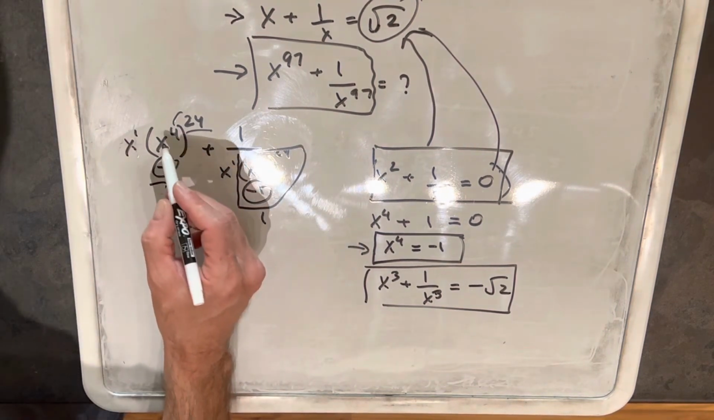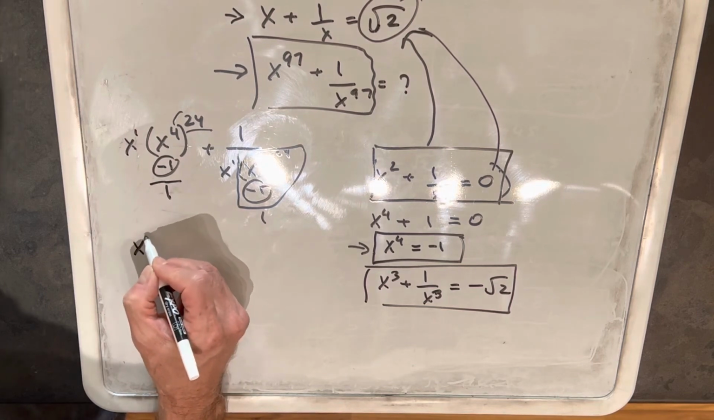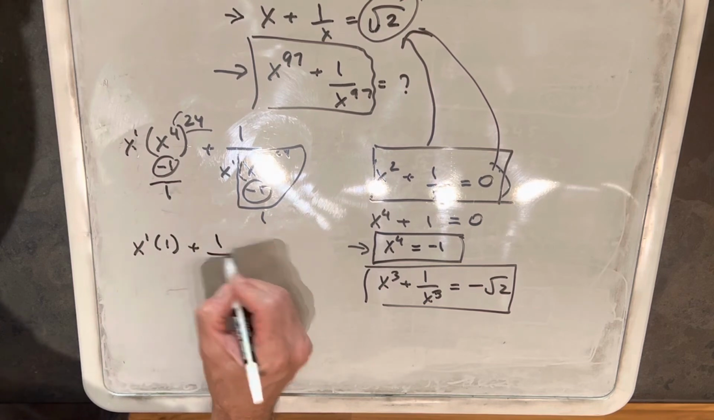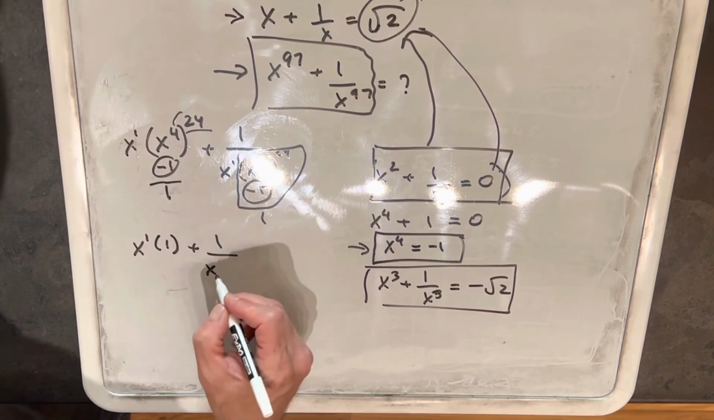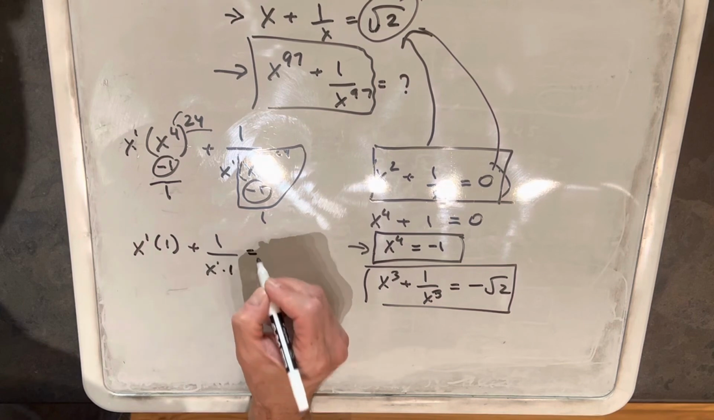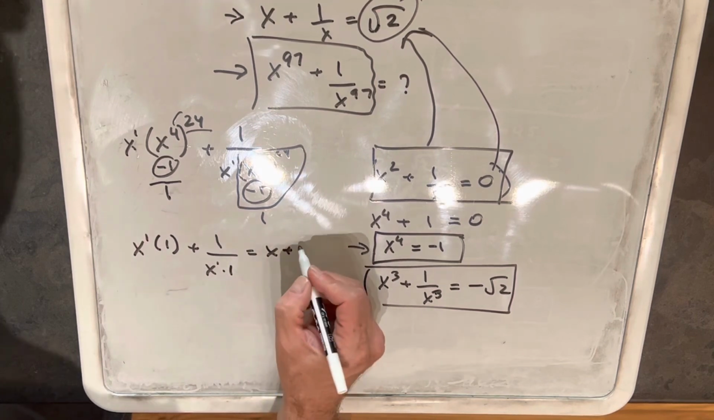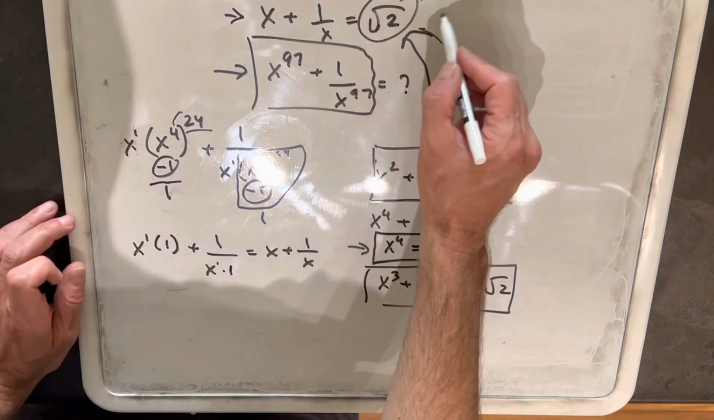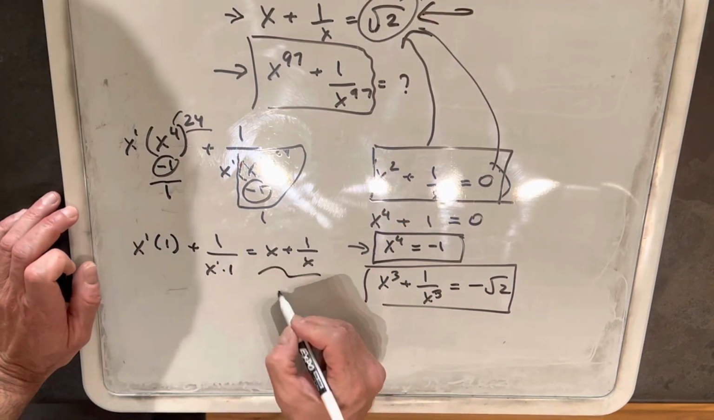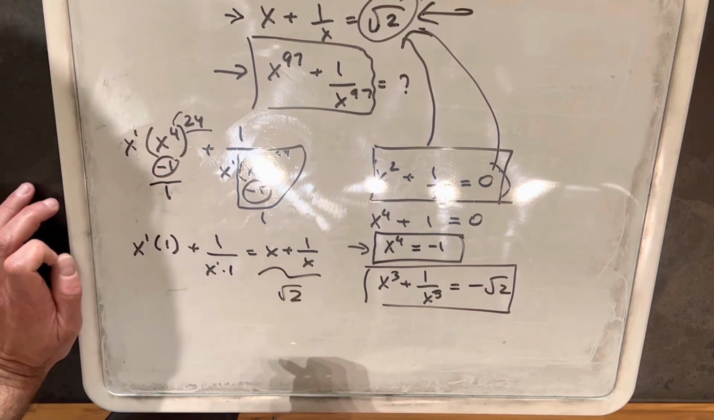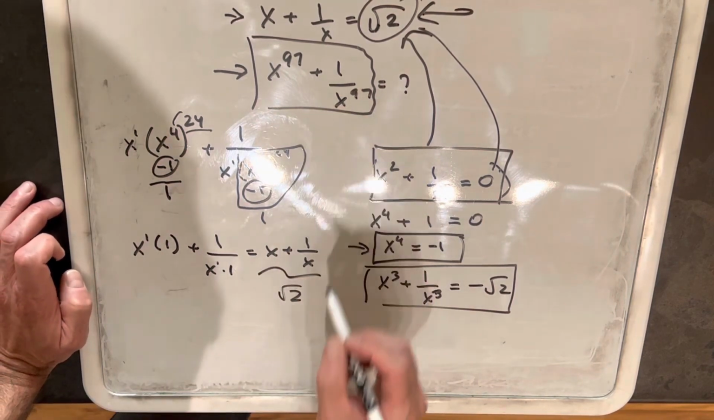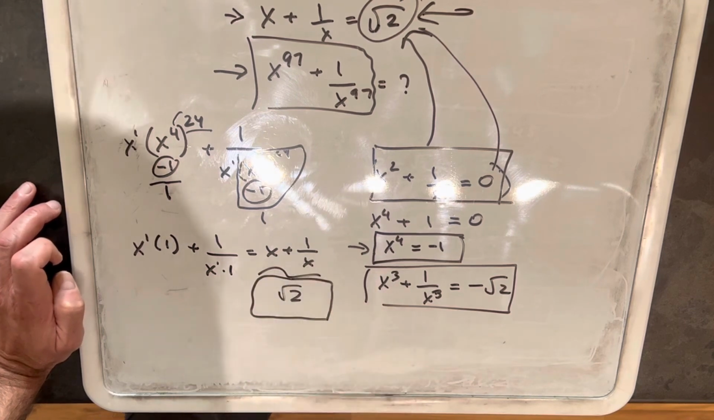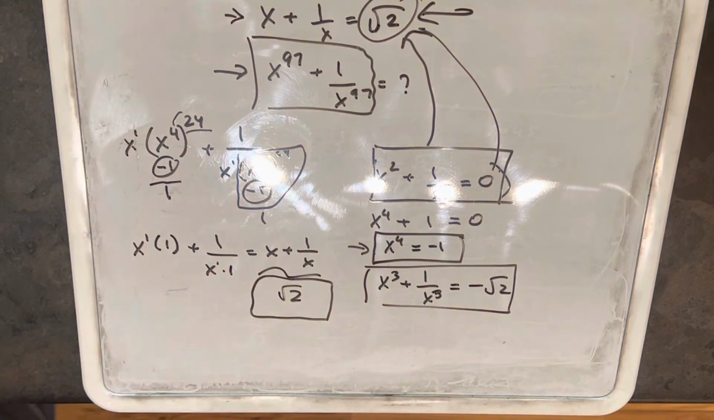So essentially, once we write this, we have our x to the 1st times 1 plus 1 over x to the 1st power just times 1, and this simplifies all the way down to x plus 1 over x. But we know what that is, because that's just our problem from the beginning. That's just square root of 2. So the answer for x to the 97th plus 1 over x to the 97th is just going to be the initial value, square root of 2.